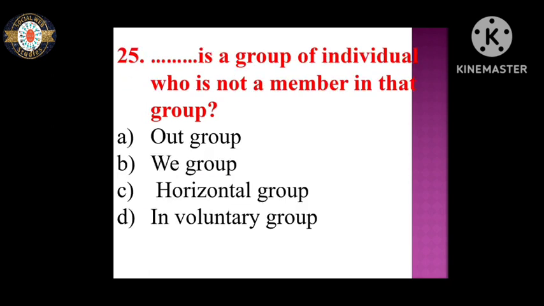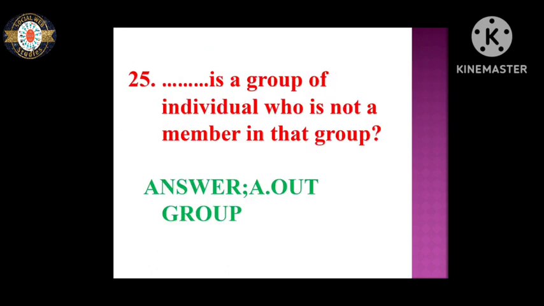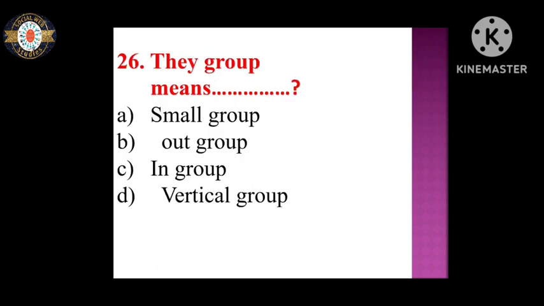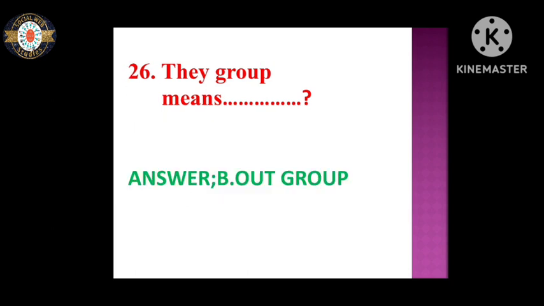Another question is which is a group of individuals who is not a member in that group? Option A, out group. Option B, we group. Option C, horizontal group. Option D, involuntary group. Answer is option A, out group. Another question is they group means option A, small group. Option B, out group. Option C, in group. Option D, vertical group. Answer is option B, out group.